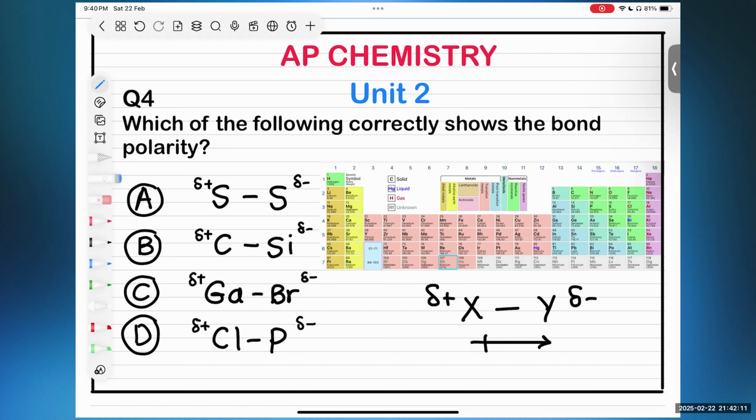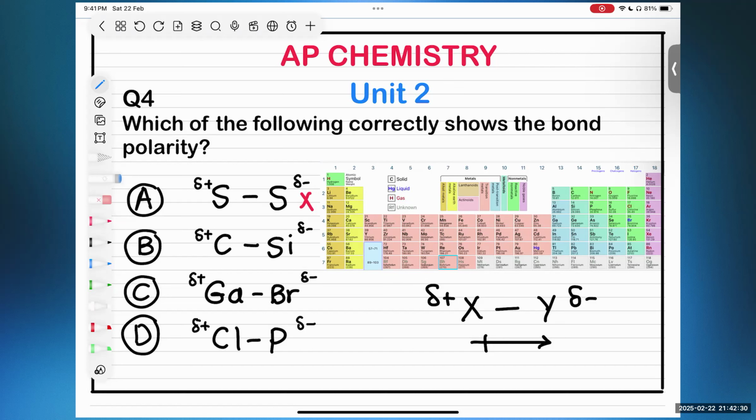I have here sulfur and sulfur. Is there a difference in electronegativity? For sure there is not. They are the same elements. So we cannot have the same elements in the same bond have different electronegativity. They cannot have different electronegativity, so it's wrong.